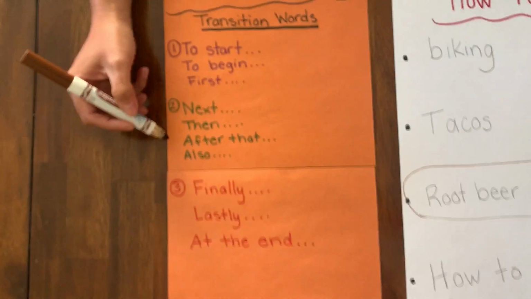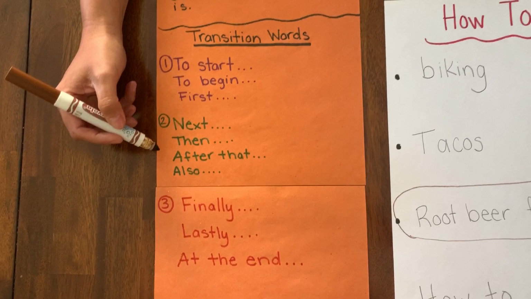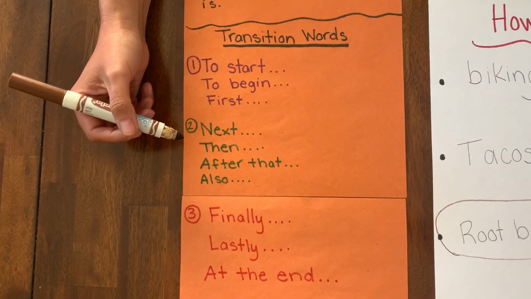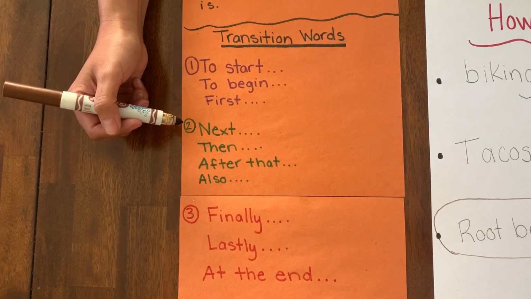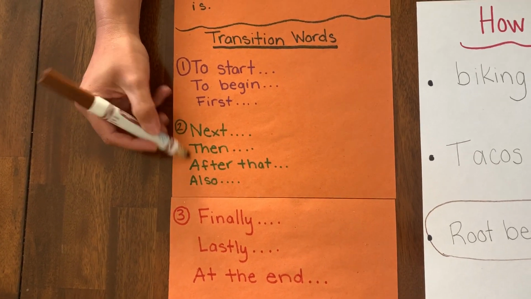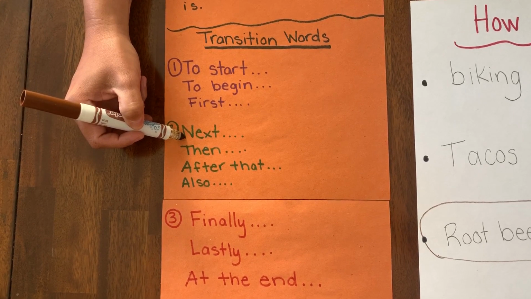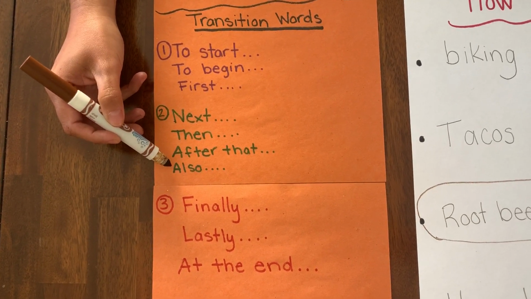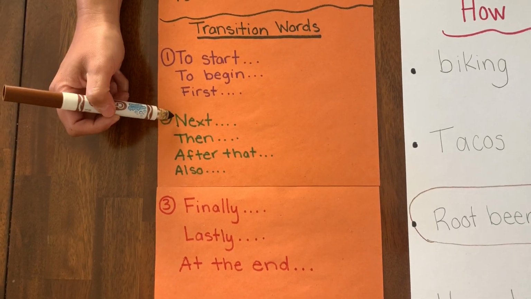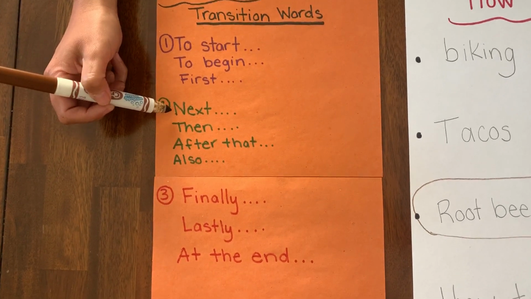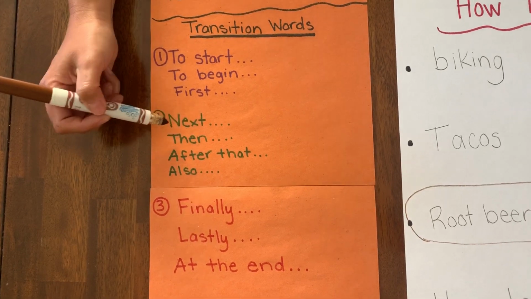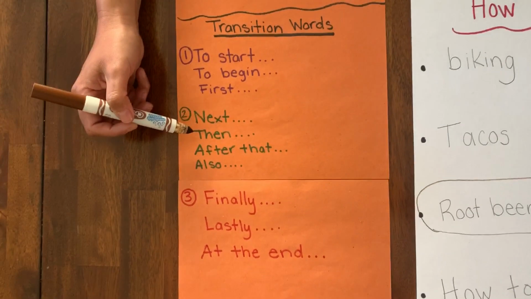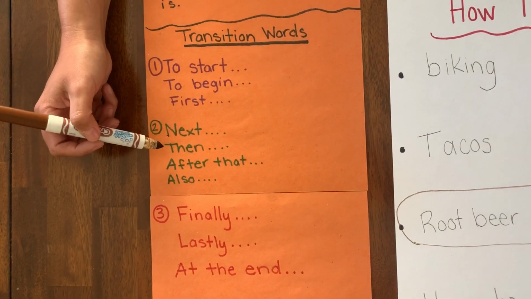The second one, now this is really important, these are the words that you are going to use for your middle steps. So this is going to be like step 2, step 3. If some of you have a step 4, these are the words you're going to use. The word next, then, after that, or also, okay? So you're gonna make sure you mix it up. You can't use next you do this, next you do this. You wanna make sure you're using different words to walk your listener and your reader through what your how-to is.